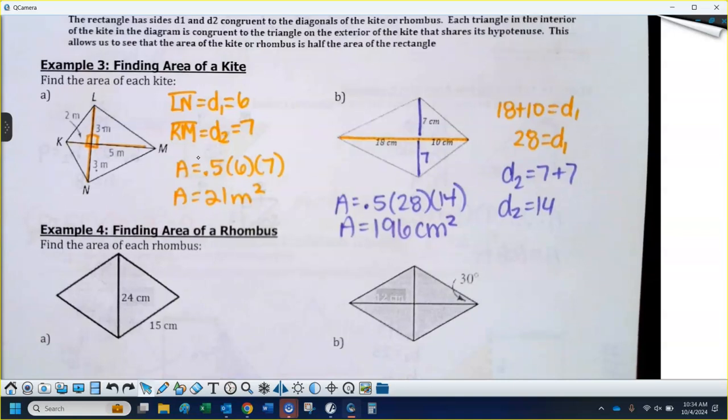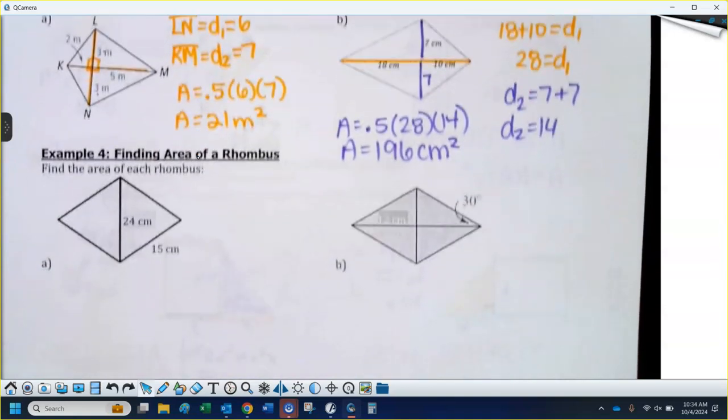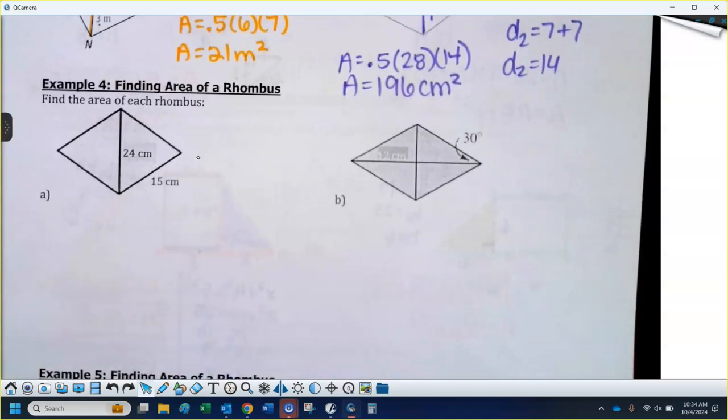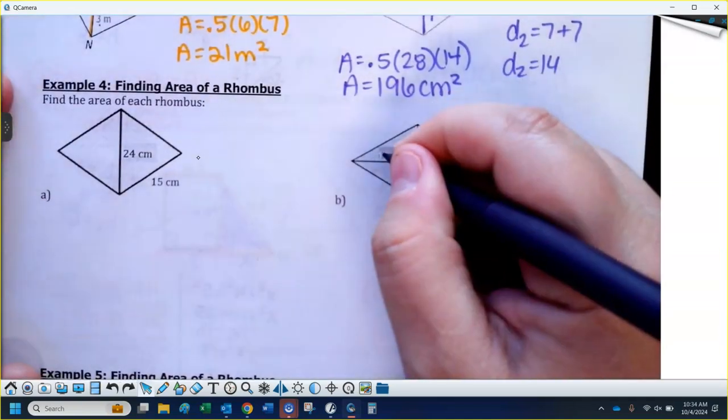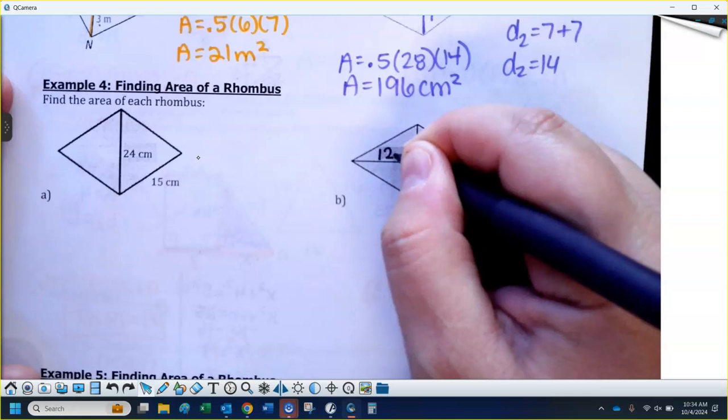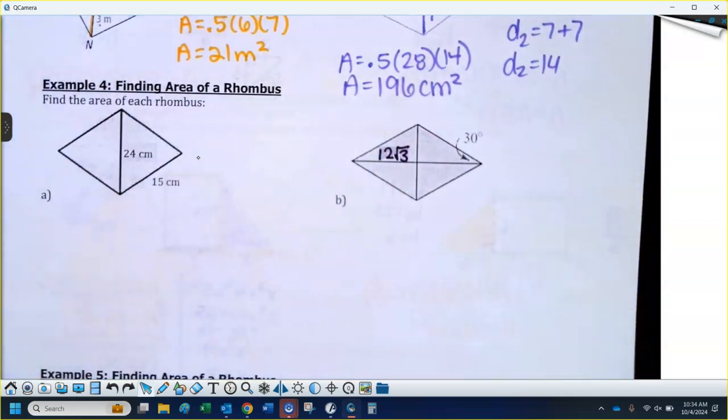Okay, and then we're going to do rhombus next. It has the same formula, but do me a favor. This did not come out. Change this to say 12 radical 3. Each one of these is a rhombus, but it looks bad on the copy. So change that to say 12 radical 3 on that picture real quick. So we did 2 kites, now we're going to do 2 rhombuses.